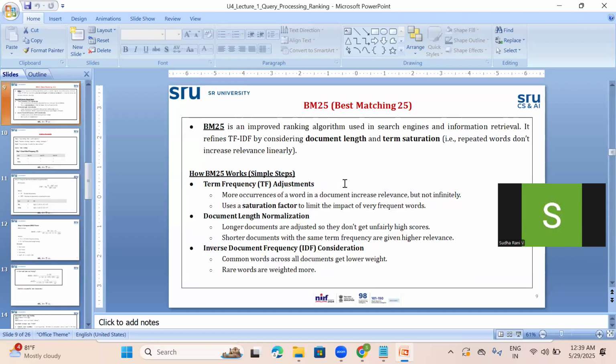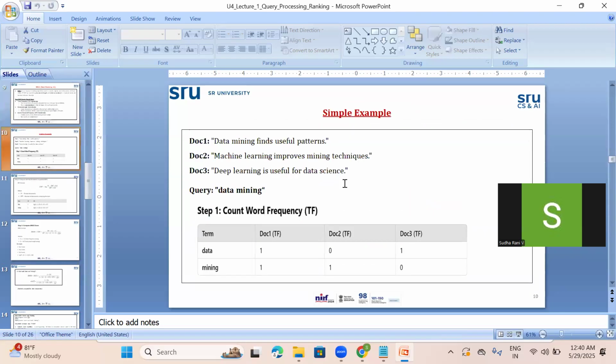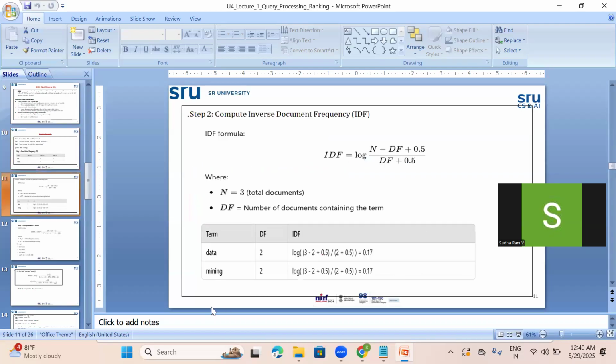So a simple example for BM25: again take 3 documents. Data mining finds useful patterns. The query is data mining. Now step 1: count the term frequency. Data: document 1 has 1, document 2 has 0. Mining: document 1 has 1, document 2 has 1, document 3 has 0. We counted the term frequency.